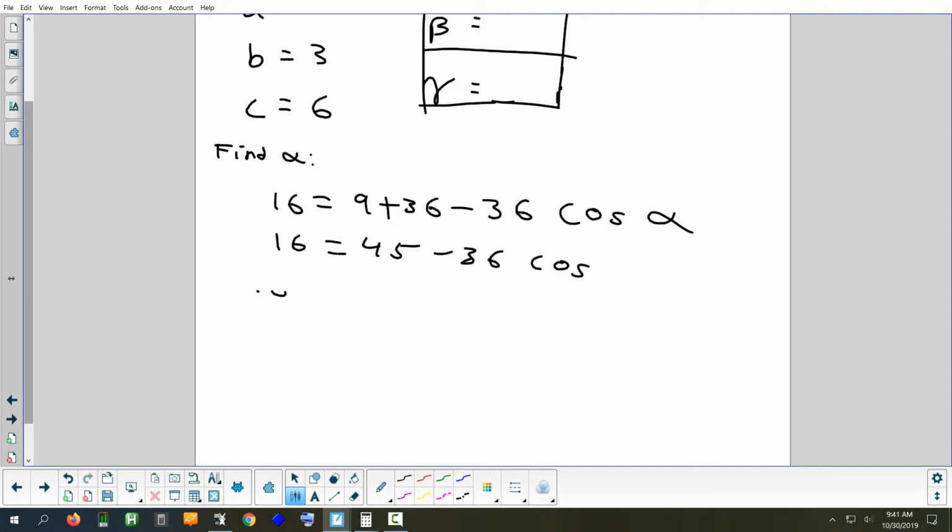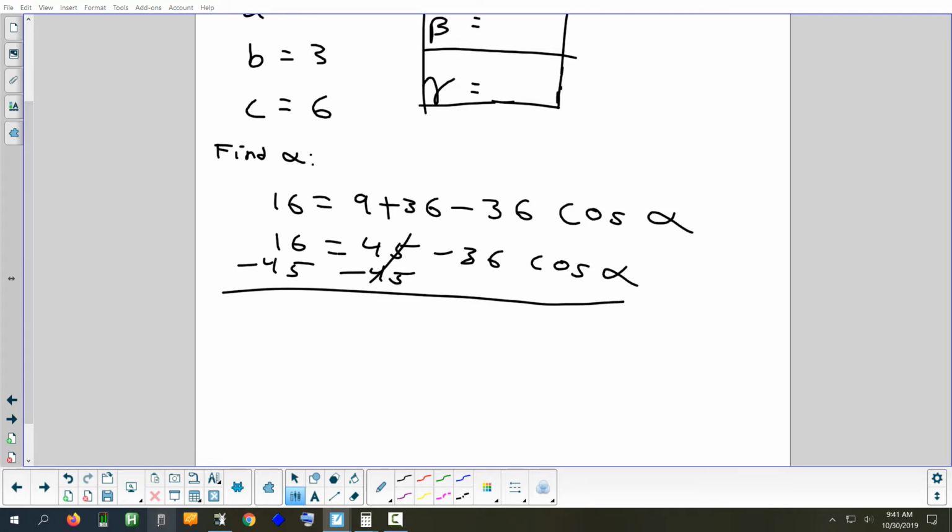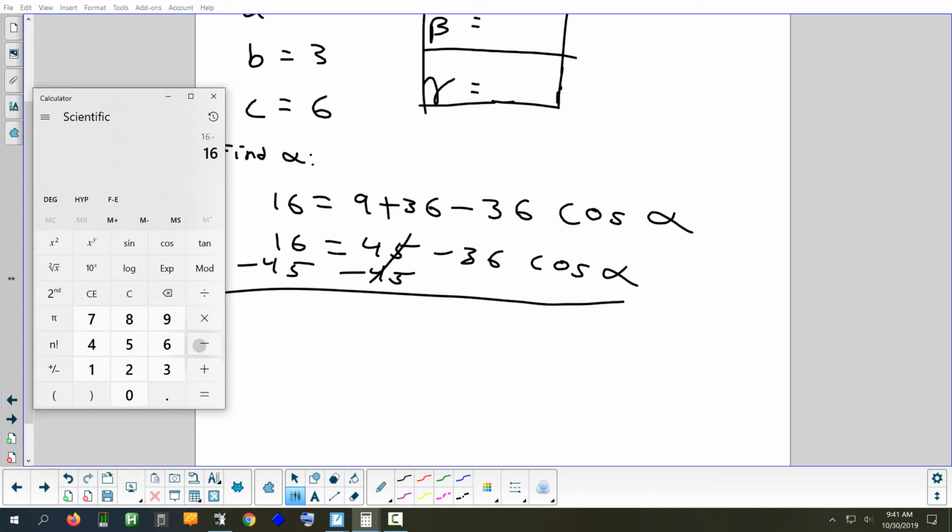Minus 36 cosine alpha. Now I've got 3 steps left. How about Megan? Can you tell me my next step? Subtract the 45. Yep. Subtract the 45. Now that's simple enough. I do want to do 16 minus 45 and just get that out of the way. 16 minus 45 is negative 29.